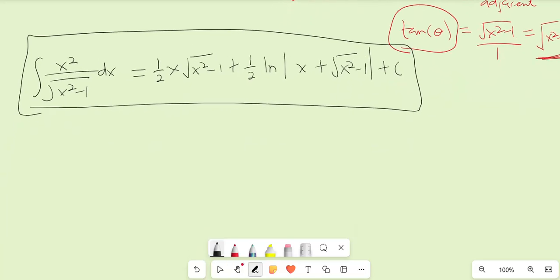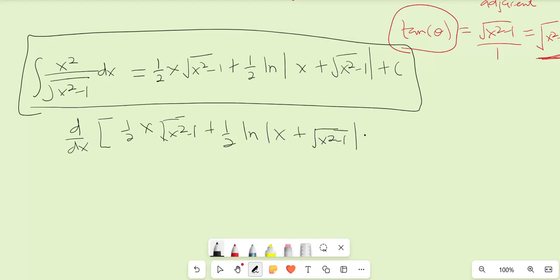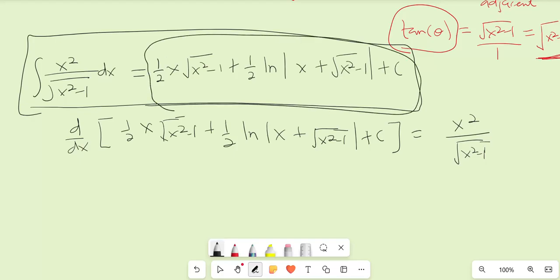If you want to verify that this answer is really correct, we can just take the derivative of 1/2 x square root of x squared minus 1 plus 1/2 natural logarithm of the absolute value of x plus square root of x squared minus 1 plus c. When we do this, we should be able to arrive at the original function. Yeah, so this is the value of our integral.